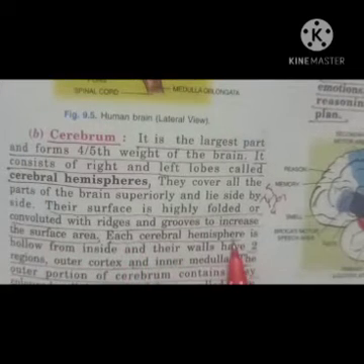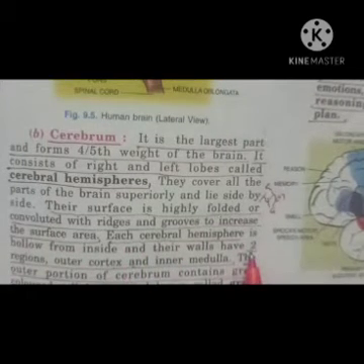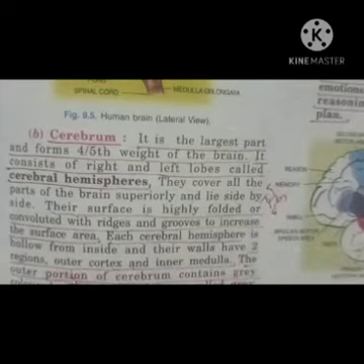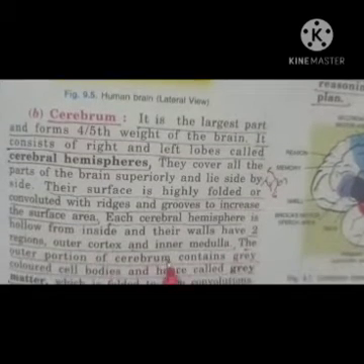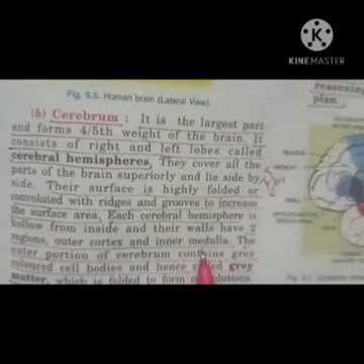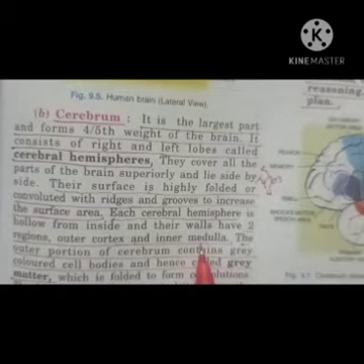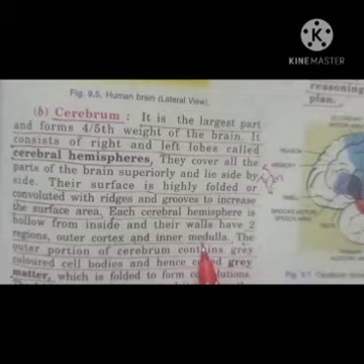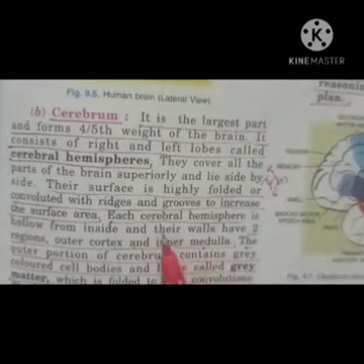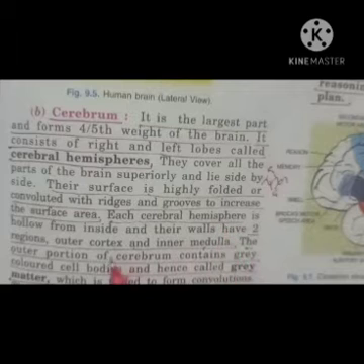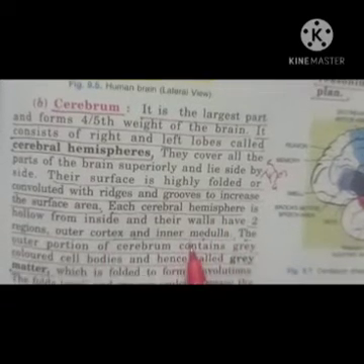Each cerebral hemisphere has two regions. Outer region is called cortex and inner one is called medulla, right? Don't confuse with kidney. In kidney also the outer part is called what? Cortex, and inner part is called medulla. Here also in the cerebral hemisphere, outer part is called cortex and inner part is called medulla.